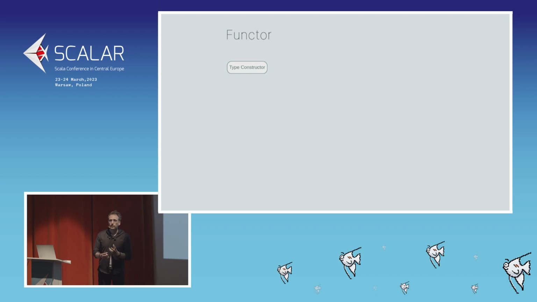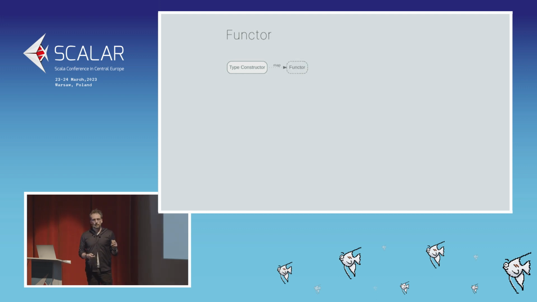A type constructor is something that looks like a type, but it's not quite a type because it has a parameter. So typically, option is not a type, but option of int will be a type. So option takes a type as a parameter to create a new type. It's a type constructor. And we want something that is a type constructor, but that is not a functor.